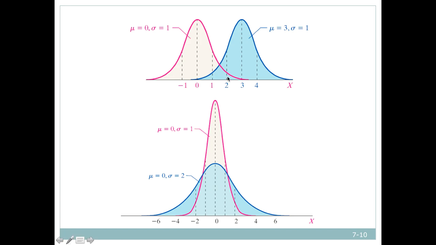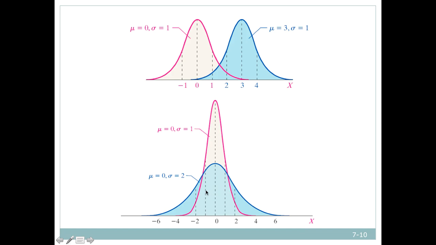So if we take a look at some different examples with different means and different standard deviations, we can see how these graphs differ. This top graph shows something where we have the same standard deviation. The pink and the blue both have a standard deviation of 1, but they have different means. The pink graph has a mean of 0, so it's centered around the value of 0. The blue graph has a mean of 3, so it's centered around a value of 3. So you can see that the blue graph is just a shifted version of the pink graph.